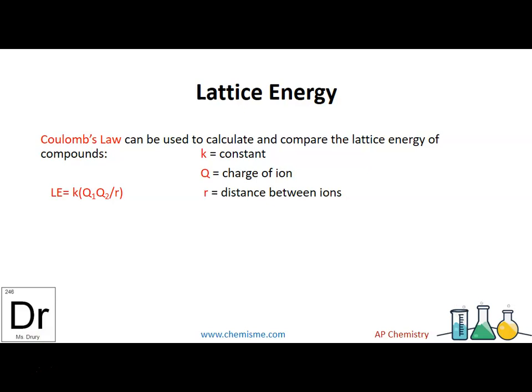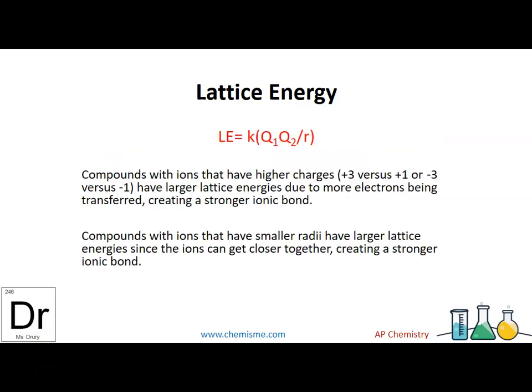So let's get a little deeper in lattice energy. Lattice energy goes back to Coulomb's law. We used to use it to describe how a proton attracts an electron and how close they are would attract better. But now we're going to do it in terms of charge of an ion, so a little bit larger of a scale, right? The higher the charges are, the better they're going to attract each other. So compounds that have ions like +3 and -3 will have larger lattice energies because they're going to attract better than something that is only plus and -1.